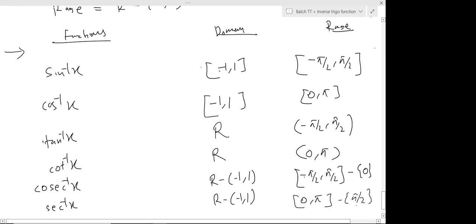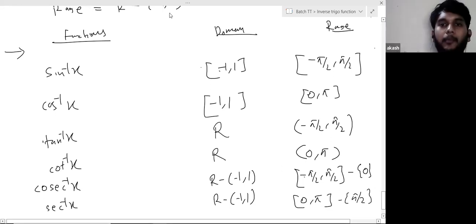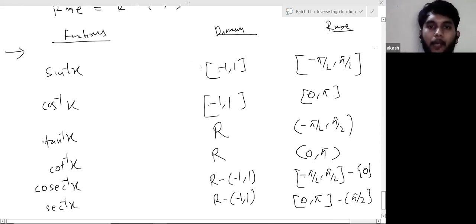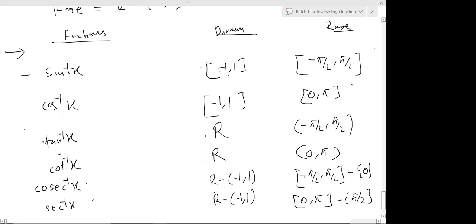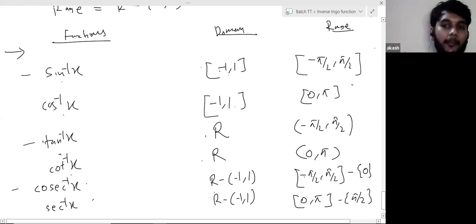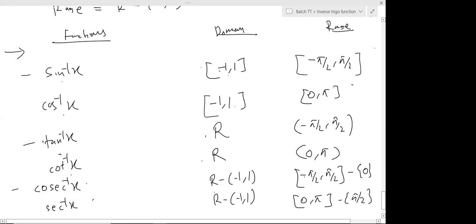Absolutely. So this is the table we need to know, and you have to know this range and domain, right? So how to remember? You can see sine cos minus 1 to 1, tan cot R, cosec sec R minus 1 to 1. Domain you can remember very easily. Range, if you look at sine, tan and cosec are similar.